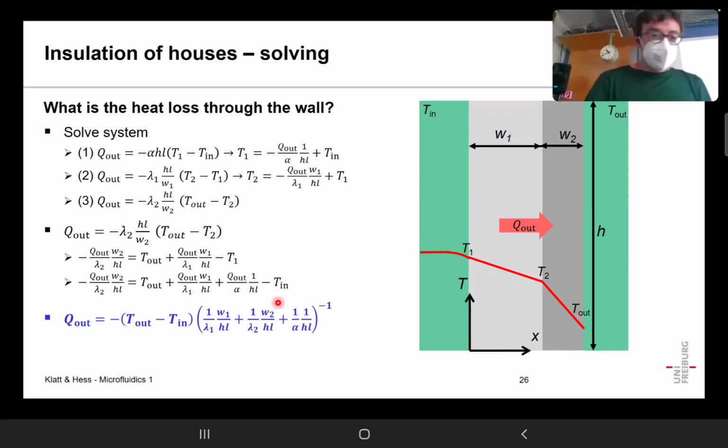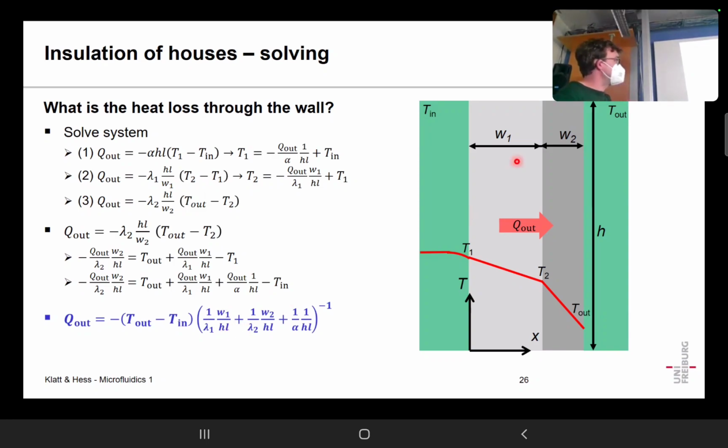Okay, so let's take one moment and do a step back to the first example. If we just look at the first example, these two parameters here wouldn't be here, because W2 would be 0, and there would be no heat convection to the inner wall. And that's exactly the equation that we just had. So you have lambda times the gradient of the temperature divided by W1 times HL.